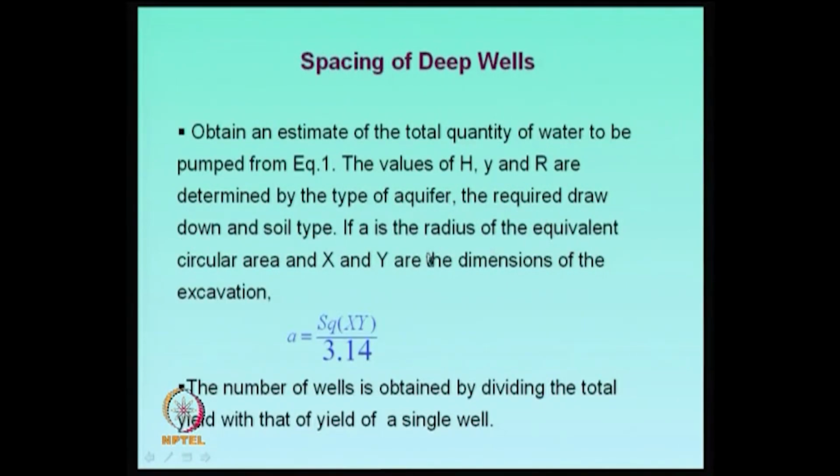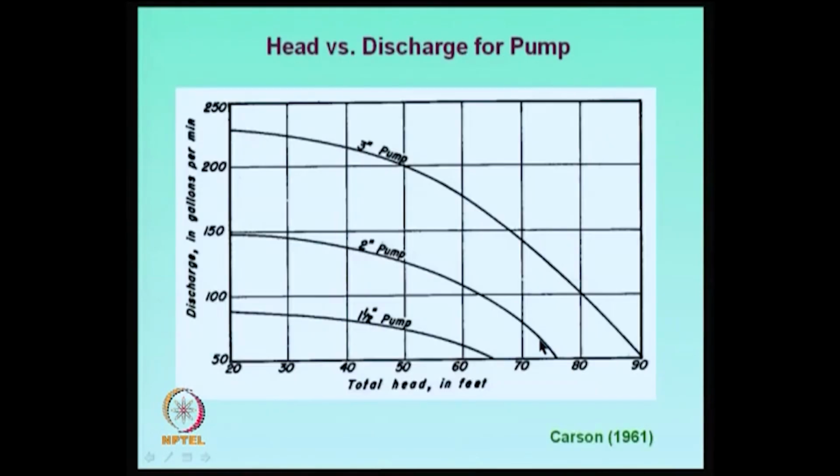If A is the radius of the equivalent circular area and x and y are the dimensions of the excavation, you get the square root of, say for example, 10 meters by 20 meters, divided by pi. So, this gives the radius of the equivalent circle, and so we know that you can get the total quantity, and you can also have the expression for a single well. So, knowing that, you just get the number of wells. So, this is what we do. We will give some example also on that.